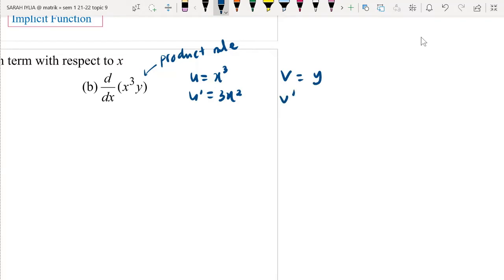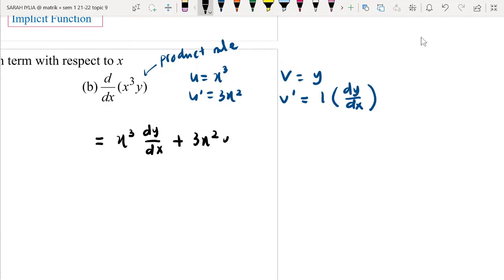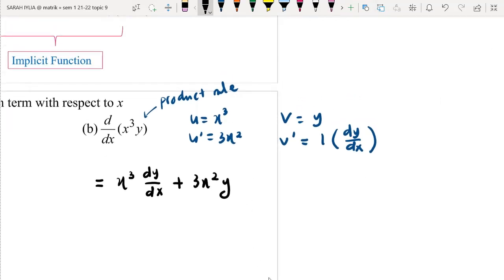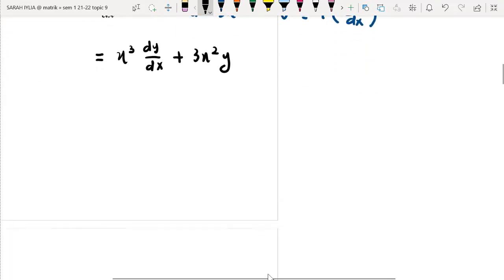V prime, sekarang kita nak differentiatekan y. So differentiate y dapat 1. Tapi kita ada dy dx at the back. Itu extra dia. Okay, so now substitute this into formula u v prime plus v u prime. So we will have x cubed dy dx plus with 3x squared y. Itu beza dia, ada dy dx dalam jawapan kita. Okay, settle. Kita pergi contoh seterusnya.